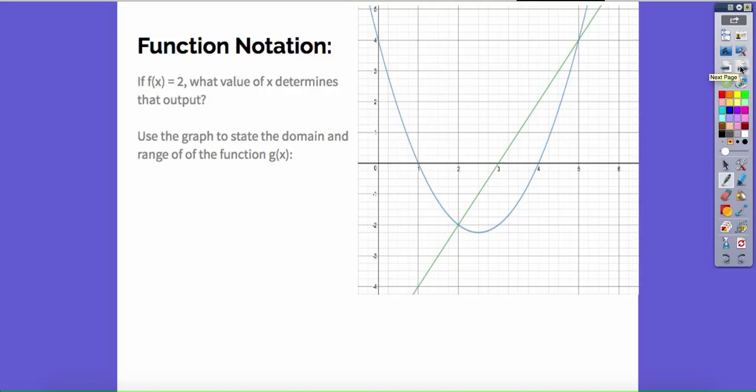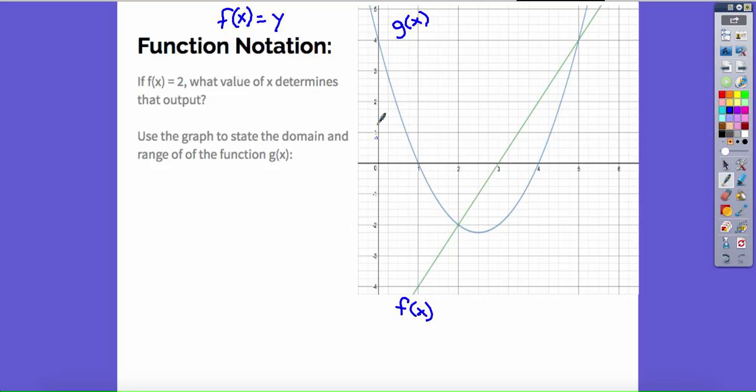Okay, again, I'm going to label f of x here and g of x. It's the exact same picture, we're just on a new page here. So if f of x equals 2, what values of x determine that output? Well, just one thing to keep in mind here is that f of x equals y. And so x values are inputs and y values are the resulting output. So if I want to know what this output of 2 is, this is a y value.